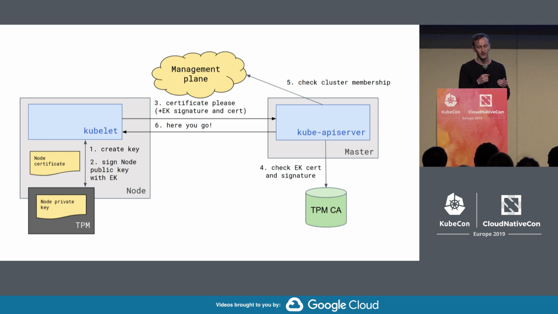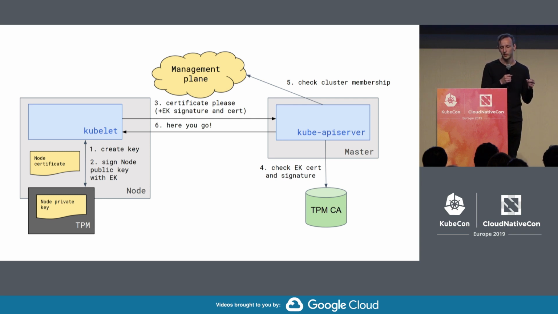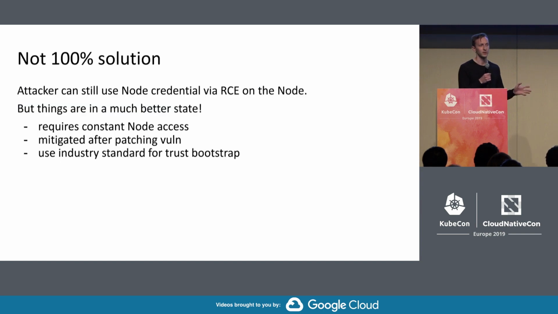So they need to be physically in a node. They physically have to execute code on the node every time they want to do a TLS handshake to talk to the master. So it's not like a perfect solution, but it's about as good as we can do given that our attacker has root access to the node, right?